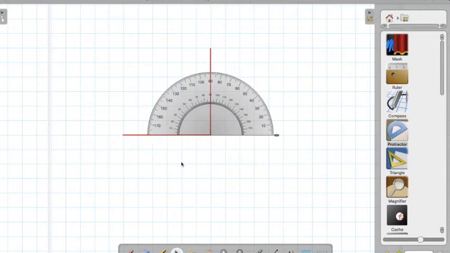Anyway, I can measure this by using this line here. I'm following this line. This is the 0 line. That's why the protractor is lined up on it. And I just look straight up this line and I see that's right on 90 degrees. That's pretty cool. That's a protractor.